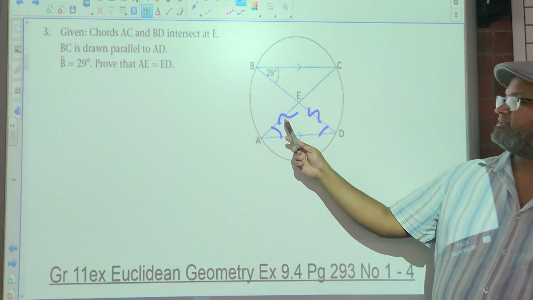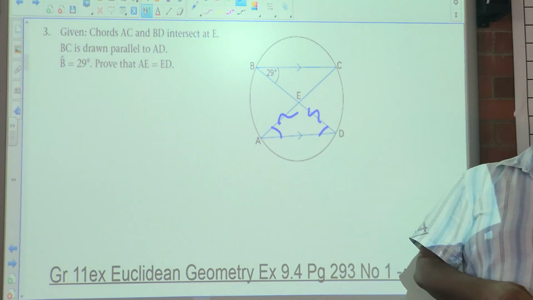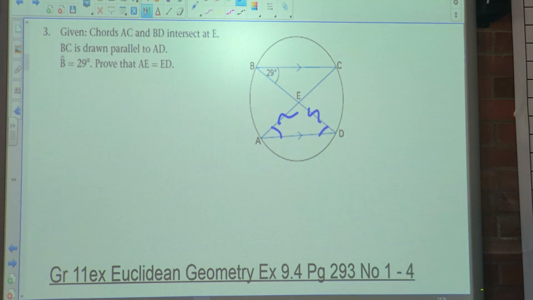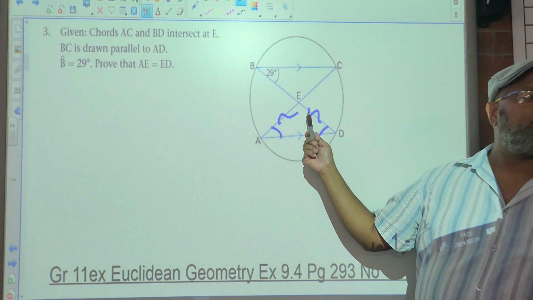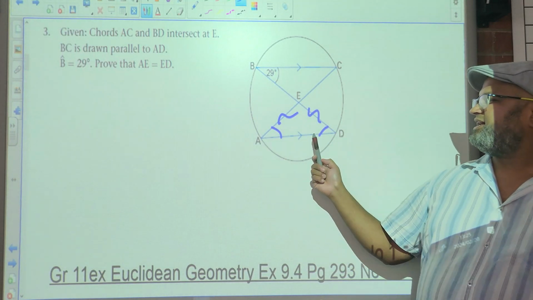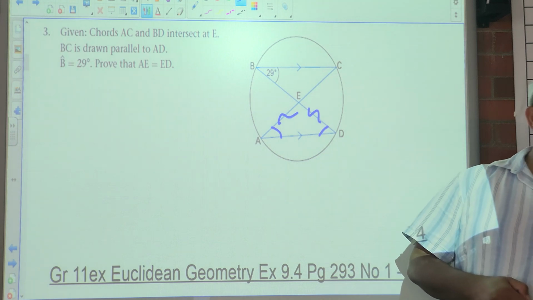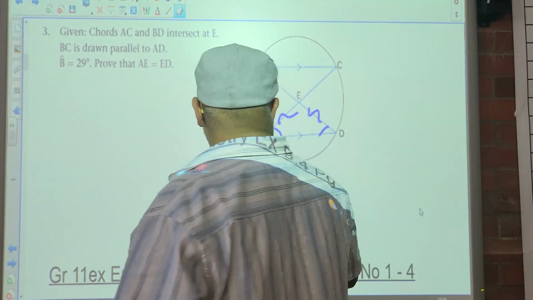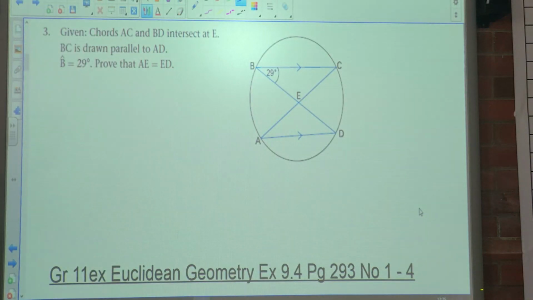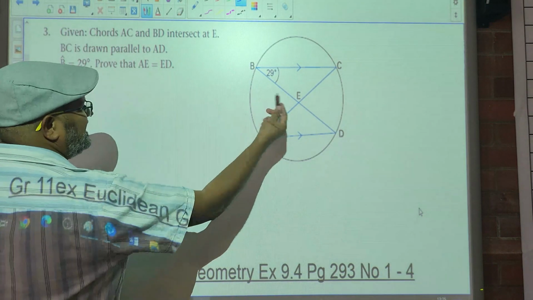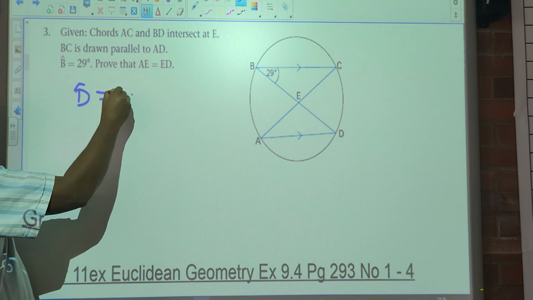If these lengths were equal, then angle A would have been equal to angle D. Not so. Now to prove that these lengths are equal, we're going to prove that angle A is equal to angle D. We're going to work the reversal. You guys understand? So if we can prove that angle A is equal to angle D, we've done the job. Okay. So which angle can we determine first? D. D is 29 degrees.